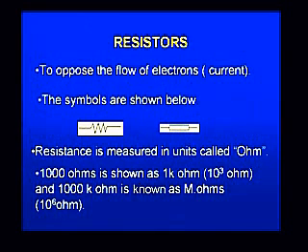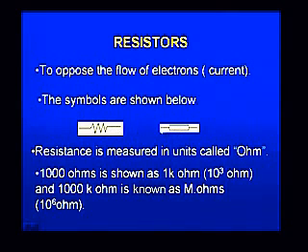Let us first start with resistors. What are resistors? They oppose the flow of electrons basically, or in effect the current. So resistors resist, as the name suggests, the flow of electrons or the current. The symbols of resistors are shown on the screen. You can see there are two types.